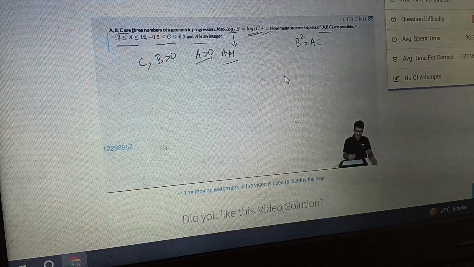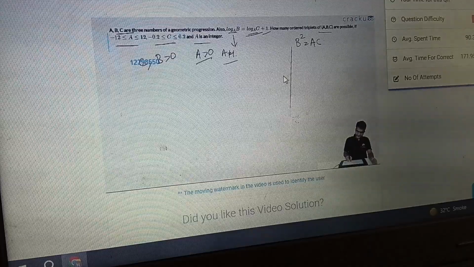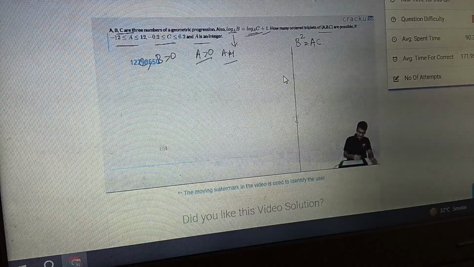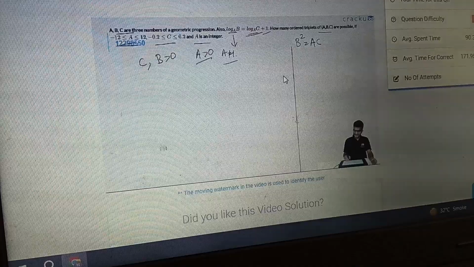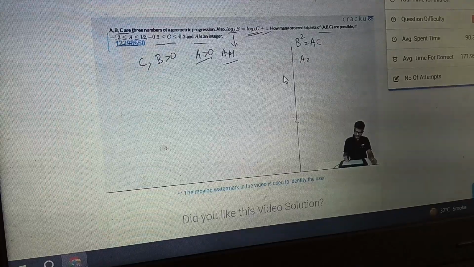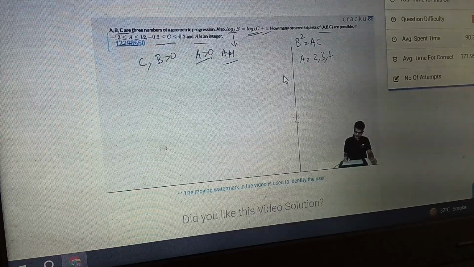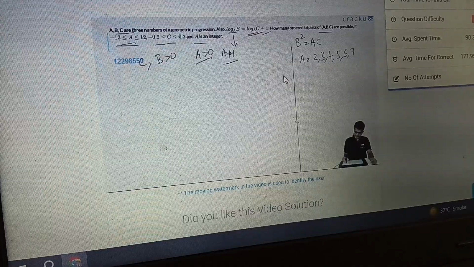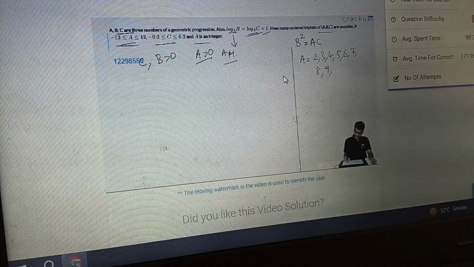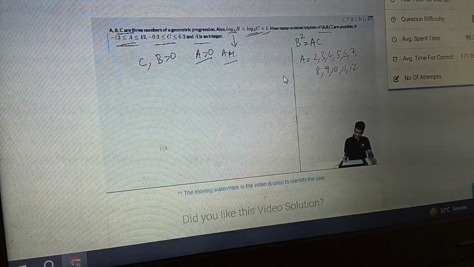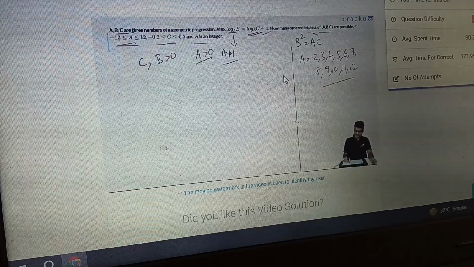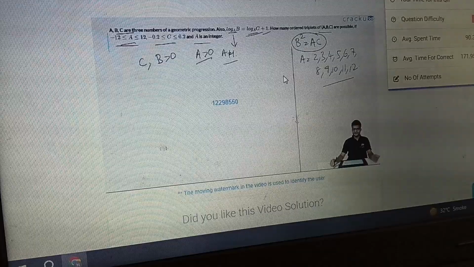So in the domain that we are looking for, because we are told that A is an integer, A has to be 2 or 3 or 4 or 5 or 6 or 7 or 8 or 9 or 10 or 11 or 12. We are also told that they are part of a geometric progression, so B square is equal to AC.